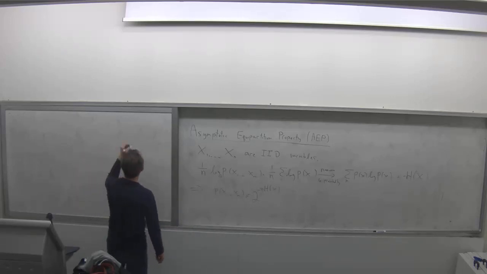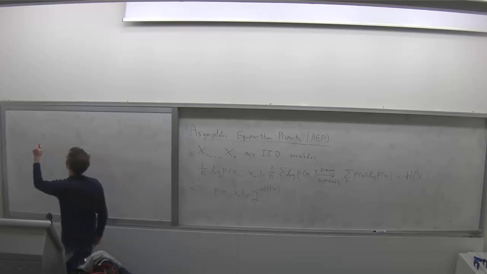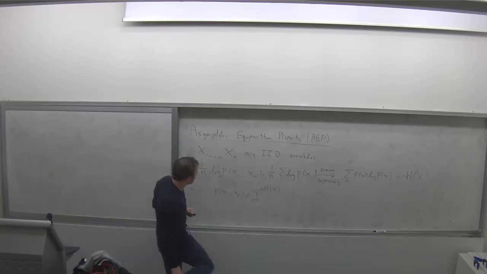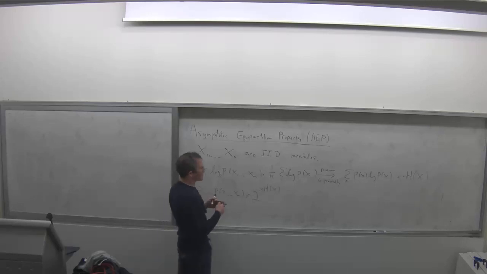Just about motivation: the motivation is to understand how the sequence x1 to xn is distributed as n goes to infinity. We want to understand something about that. You can calculate it explicitly, but I want to understand in terms of orders of magnitude what's happening.